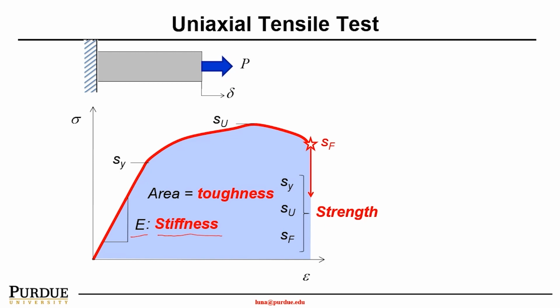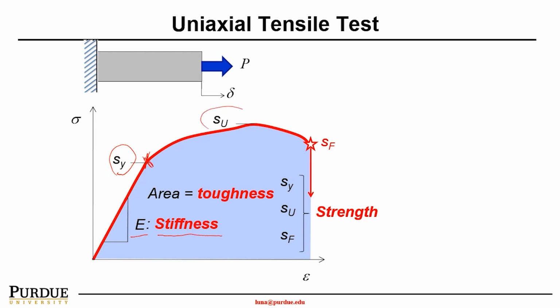There are a couple of points that are very important. The first point is at the turning point from the linear, or elastic, behavior to plastic behavior. We call it the strength of yield, or sigma yield, which is the stress at the yield. Sy means the strength of the yield, how strong the material is before it yields.